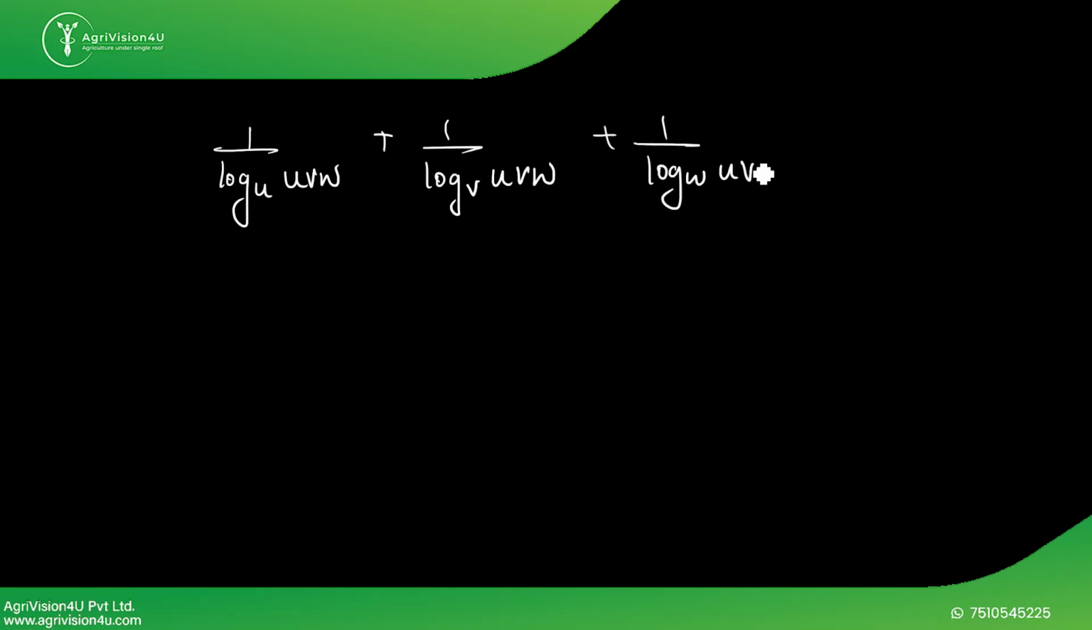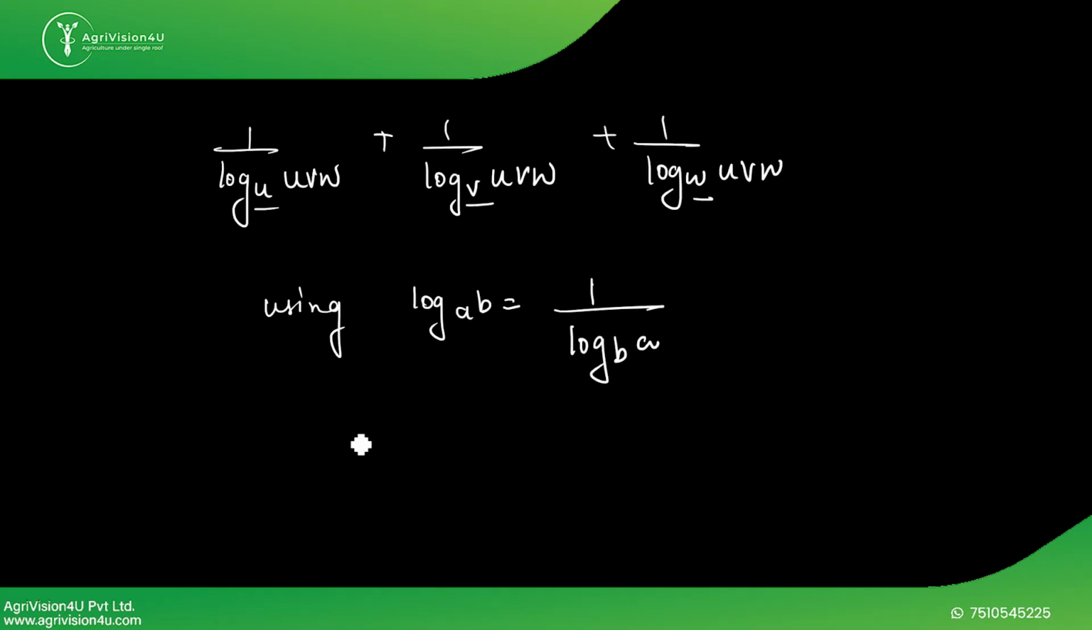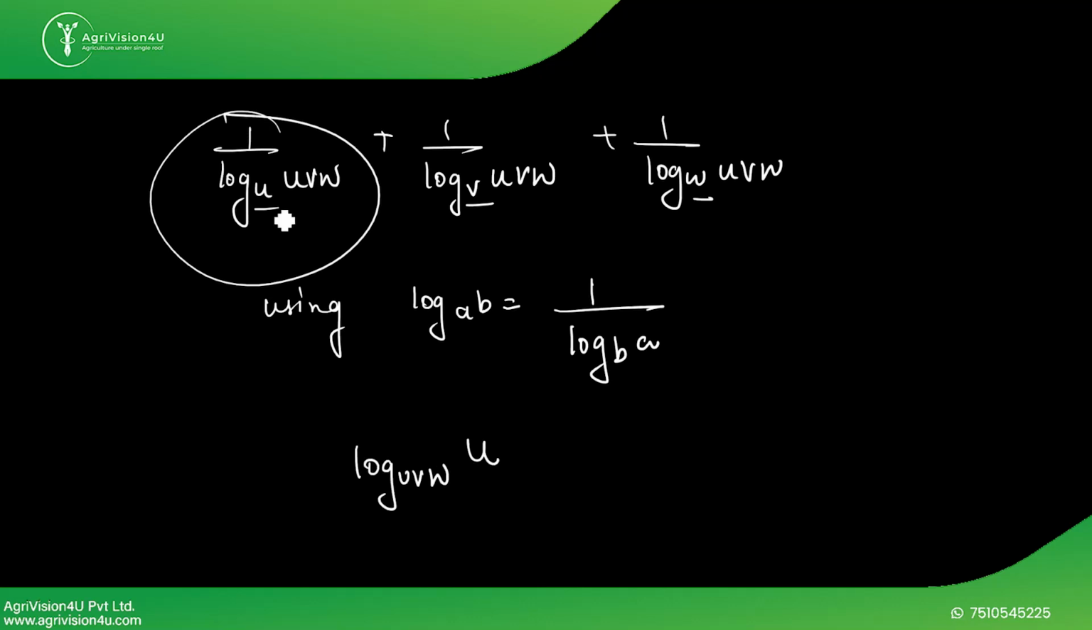You will get this as 1/log u uvw plus 1/log v uvw plus 1/log w uvw. This is the base, and numbers are same. Now using this logic, using log a b is equals to 1/log b a, तो यहाँ पे आप base change कर सकते हो. कैसे कर सकते हो? This will be log u v w u, 1/, इसको convert करोगे, you can rewrite this in this form.